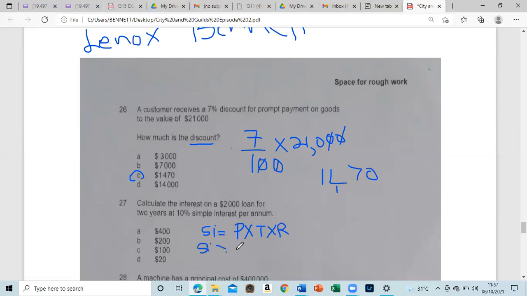So the principal will be 2,000 for 2 years times 10%. Percent means divide by 100, so we divide. I will just simplify. These two gone, these two gone. 2 times 20, 40. 40 times 10, 400. So that will be $400.